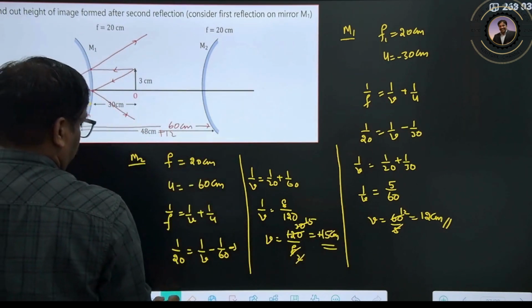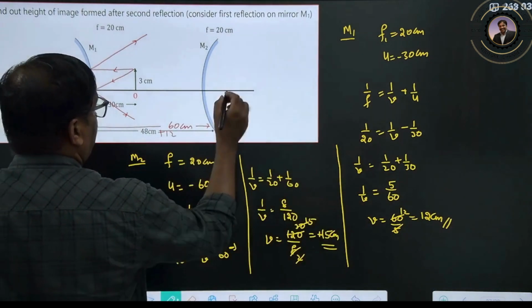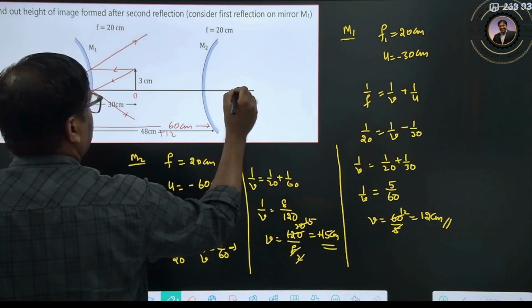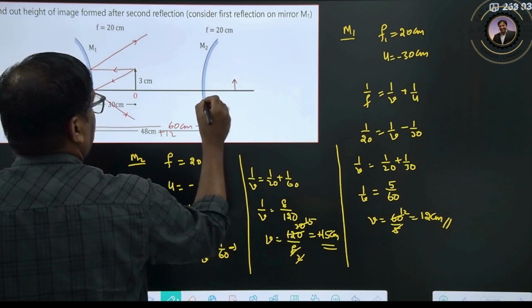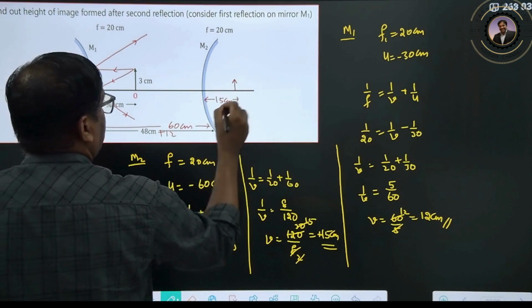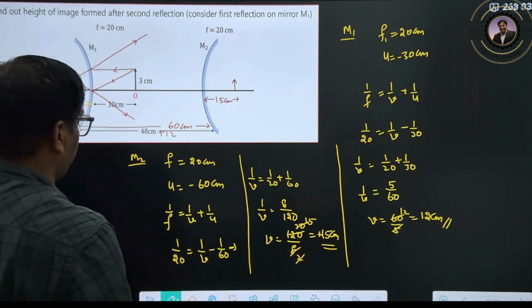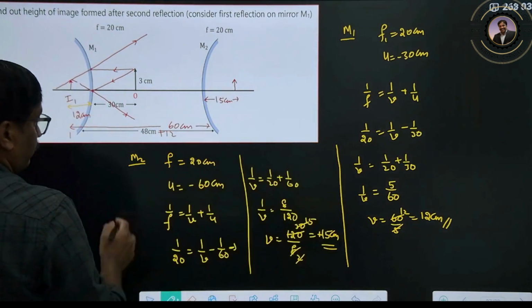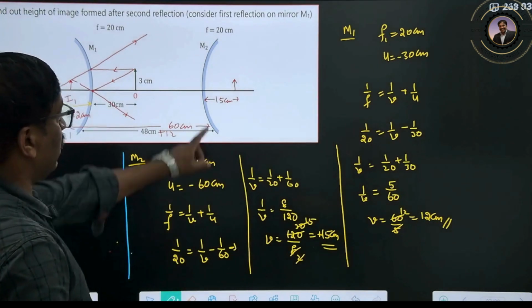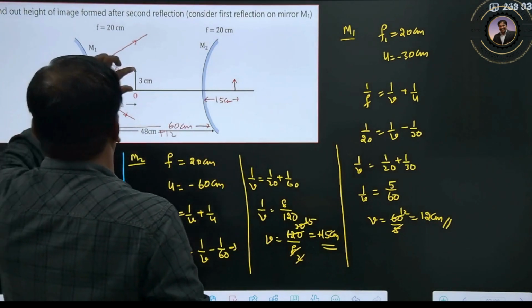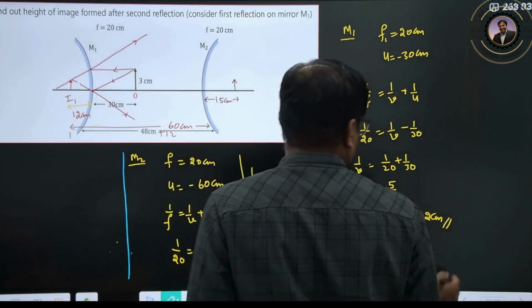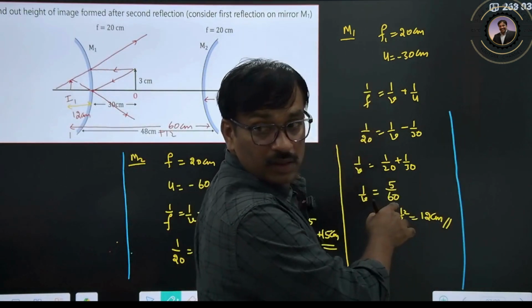That means, where will the image be created? Somewhere it will be created, 15 centimeter. Clear? Now, what do we want to calculate? The height of the image now. First of all, this height we want to calculate.